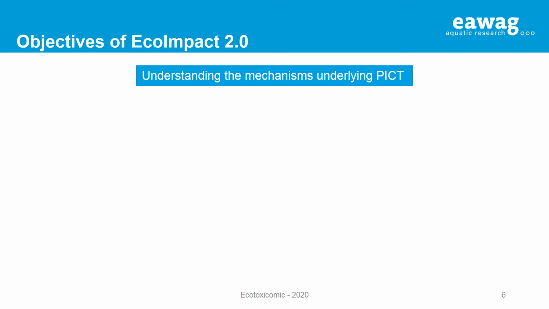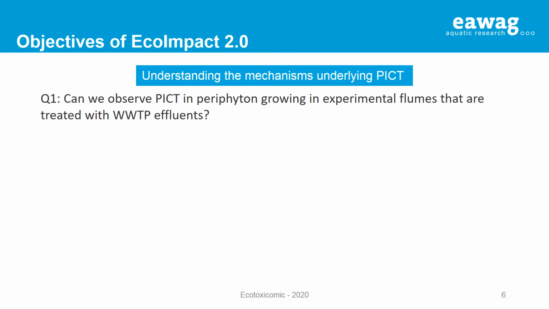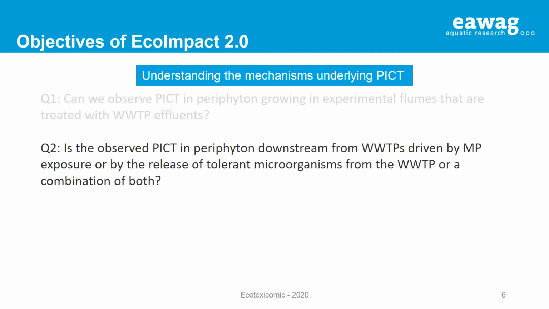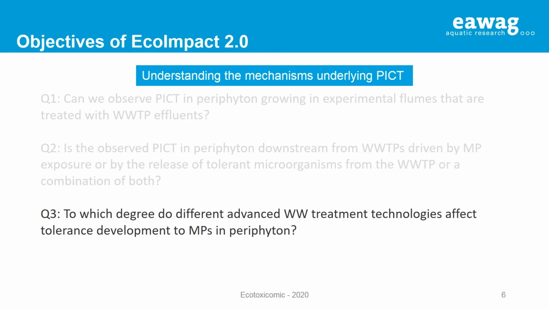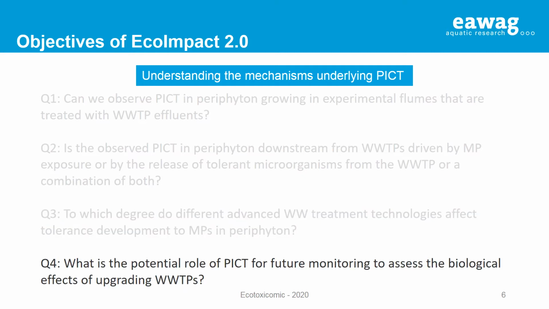We used Periphyton as a biological model and tested its tolerance to micropollutants from the wastewater effluent. This project has four main questions. Can we observe PICT in Periphyton growing in experimental flumes that are treated with wastewater treatment plant effluents? Is the observed PICT in Periphyton downstream of wastewater treatment plants driven by micropollutant exposure or by the release of tolerant microorganisms from the wastewater treatment plant, or a combination of both? To which degree do different advanced wastewater treatment technologies affect the tolerance development to micropollutants in Periphyton? And what's the potential role of PICT for future monitoring to assess the biological effects of upgrading wastewater treatment plants?